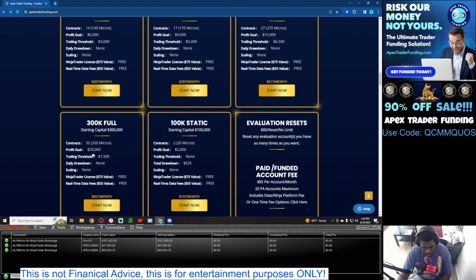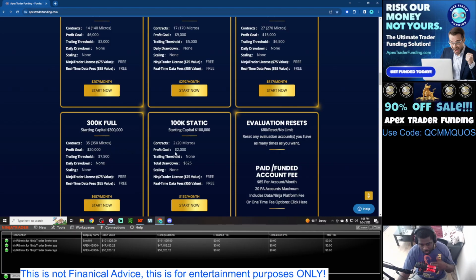Knowing that your drawdown is at 7,500, that's a lot of cushion for you to be comfortable with, like, all right, I have this amount of cushion to take bigger size trades, or for when my setup pulls back a little bit before it actually moves where I need it to move.